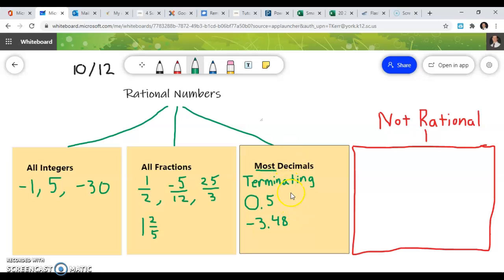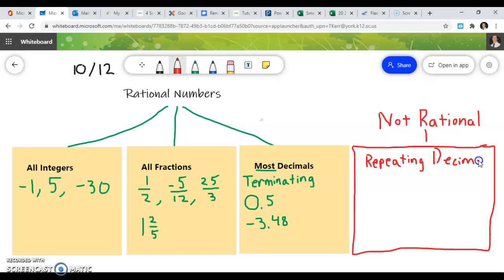So the only scenario that you would have something that is not rational, the only way you have something not rational is you have decimals that don't end. So if they do end, they're rational. But if they don't end, we call these repeating decimals. And so repeating decimals are not rational.